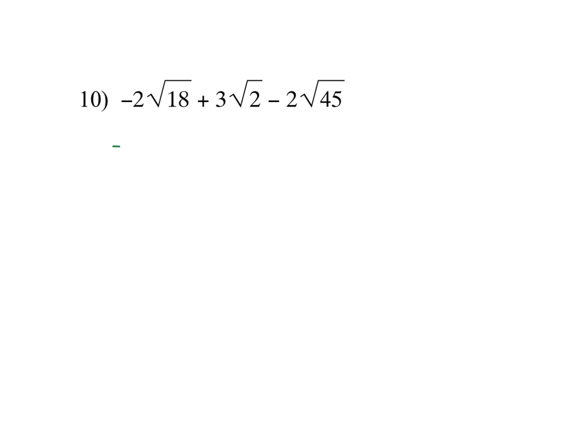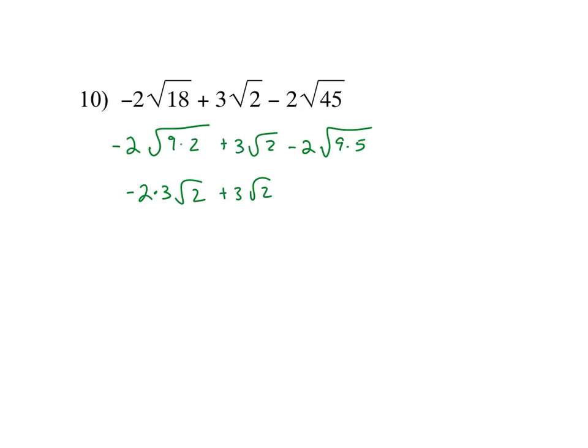Okay, I'm going to start by simplifying. So 18 I can simplify as 9 times 2. Plus 3 square root of 2. Minus 2 square root of 9 times 5. So negative 2 times 3 square root of 2, plus 3 square root of 2, minus 2 times 3 square root of 5. So negative 6 square root of 2 plus 3 square root of 2 minus 6 square root of 5. So this is negative 6 plus 3, which is negative 3 square root of 2 minus 6 square root of 5.